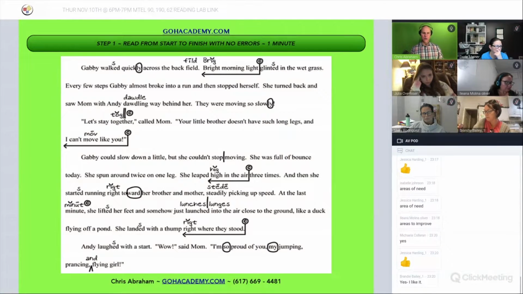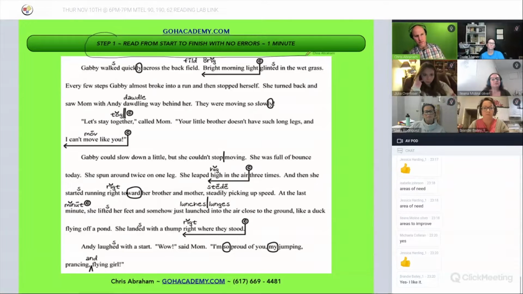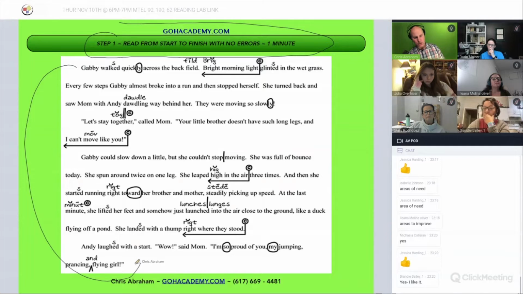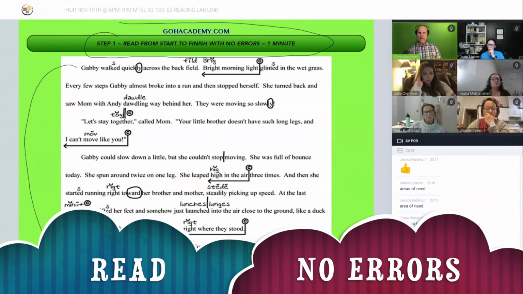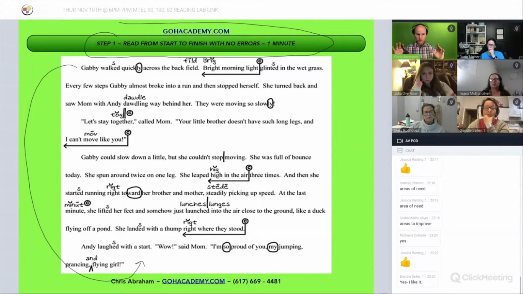Okay. I don't know how many teachers have read this. I'd like to give you a minute to read this. So I'll be quiet. Step one is always start from the beginning, start to finish, read it without any miscues. Can everyone do that now?